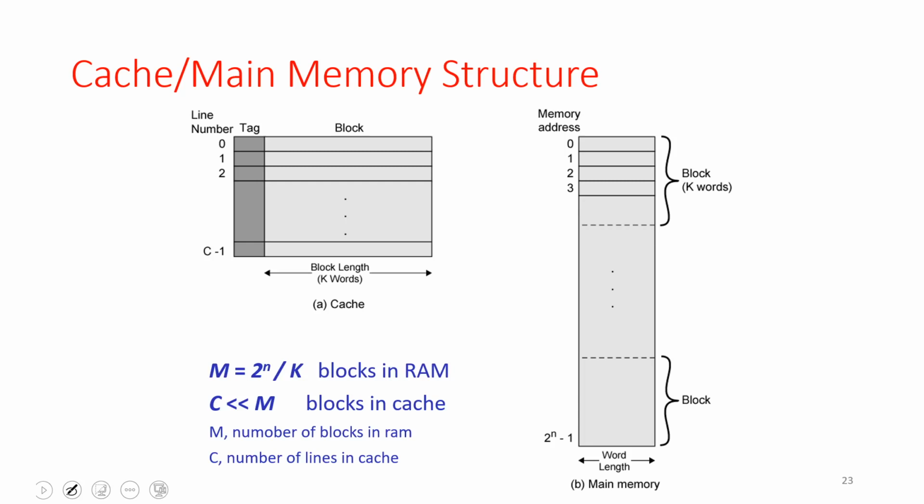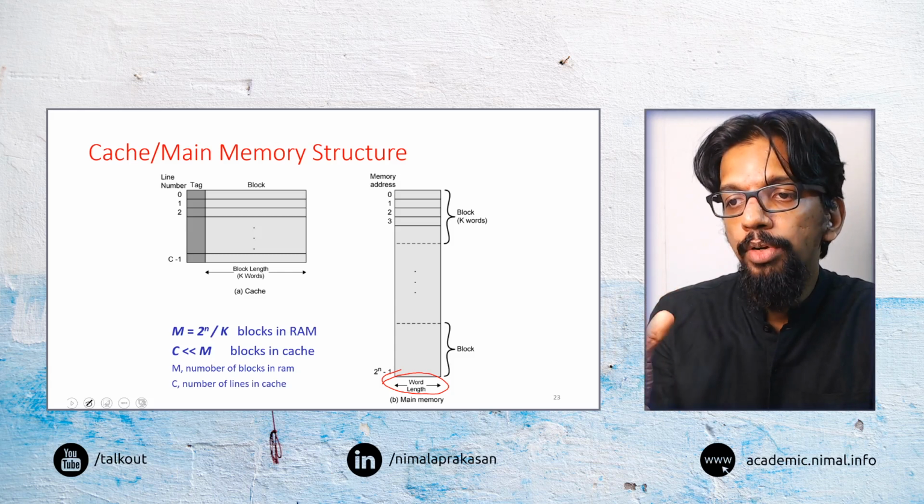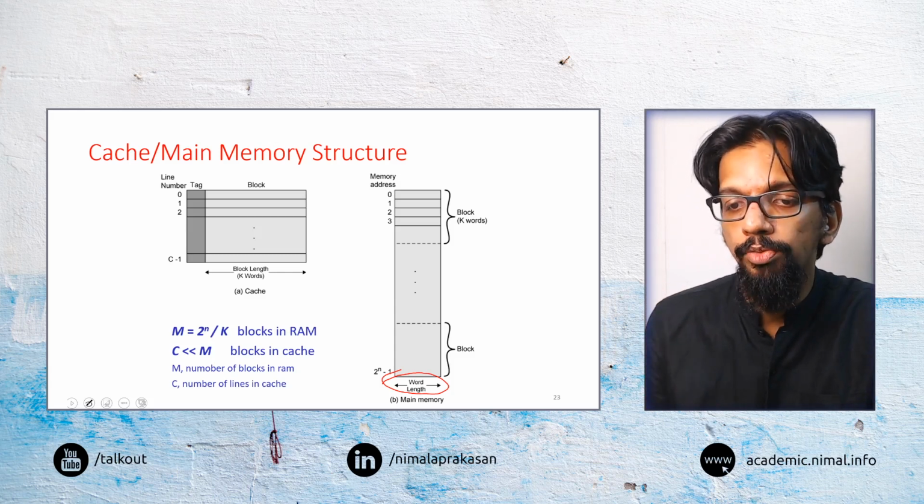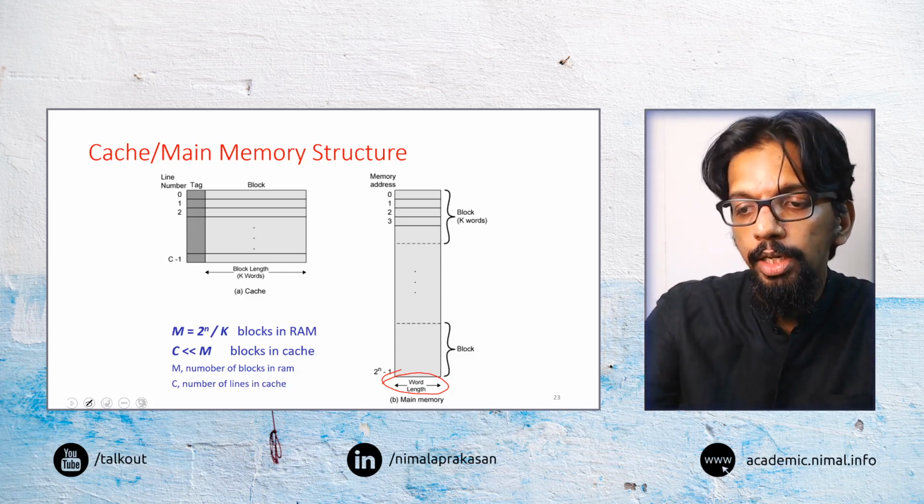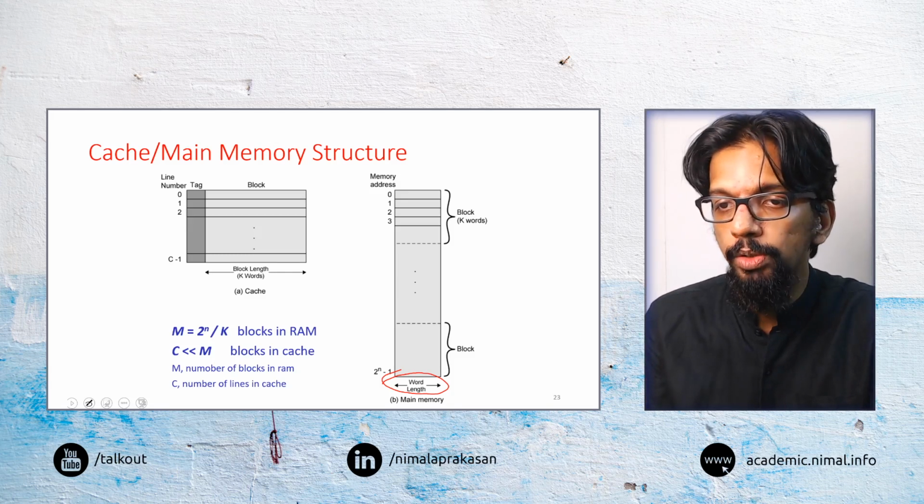And the next thing to understand is how the memory structure differs between cache memory and the main memory. The main point is, main memory is organized based on the word length. We have already looked at this, saying main memory will be organized based on the word length. So if we have a word length of 64 bits, if it's a 64-bit computer, the main memory will be organized based on that.